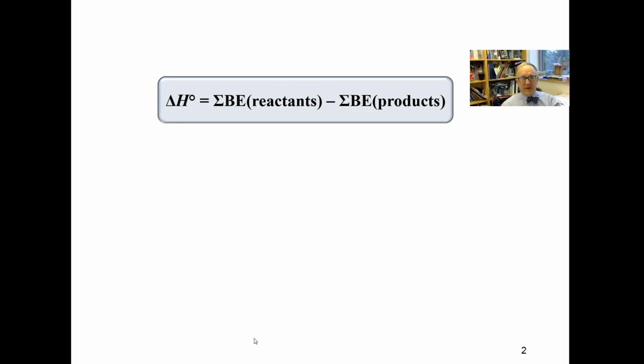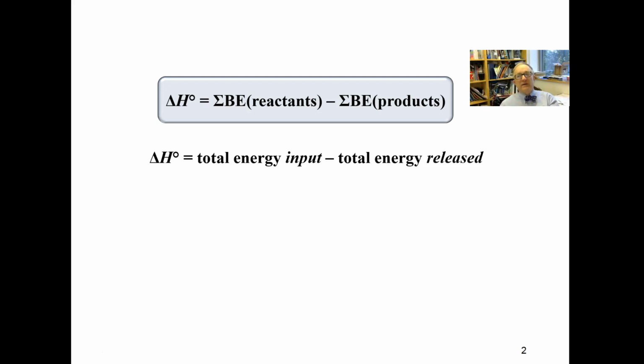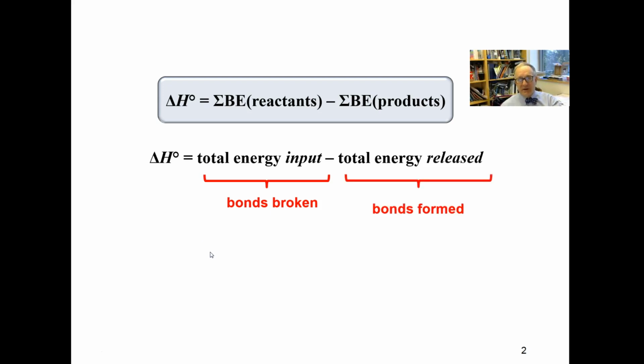So here's our equation again. This delta H0 is equal to the total energy input to break bonds minus the total energy released when we're making bonds. And it's negative because we had to change the sign because of the definition of bond enthalpy. So bonds broken minus bonds formed. That's what our delta H0 is going to be in terms of enthalpy.